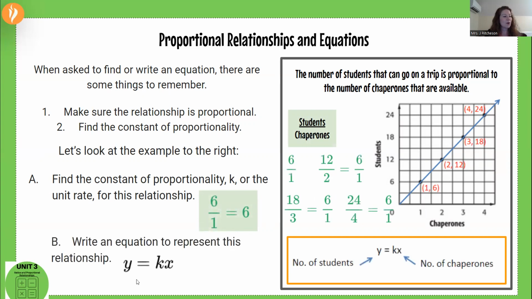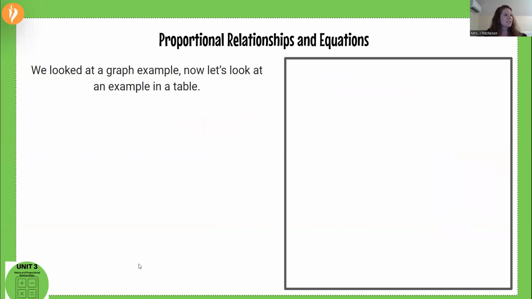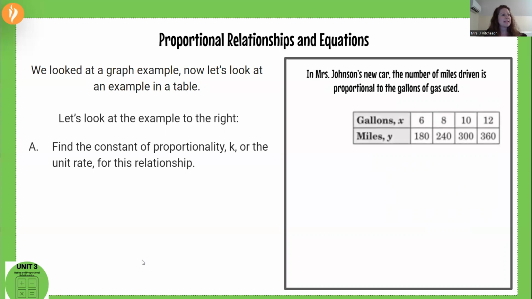So what is our equation? y is equal to 6x. That would be our equation. y is equal to 6x. Let's look at a graph. We looked at a graph example. Now let's look at an example in a table.